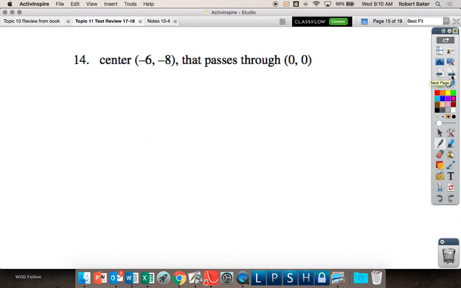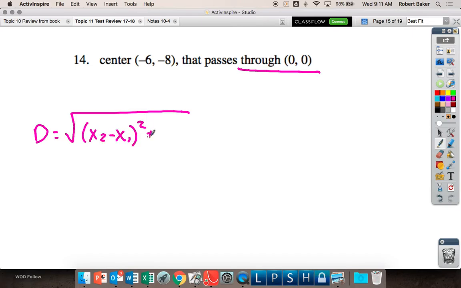Okay, same thing here. So this one's a little different because it does not give us a radius. It tells us what it passes through. So we have to use the distance formula to figure out what the radius is. So we can pick like x1, y1, x2, y2.